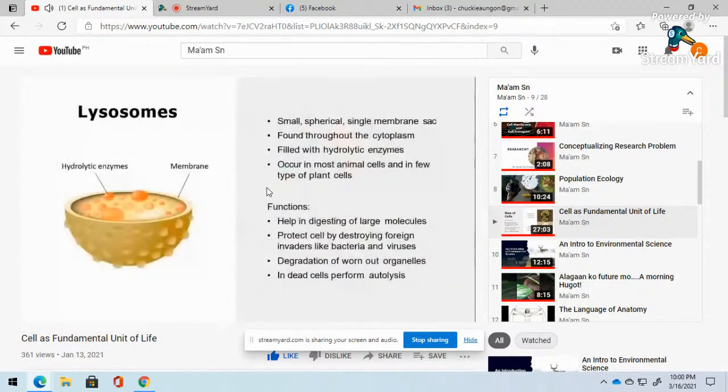The next one is the lysosome. It is a small spherical single-membrane sac found throughout the cell or the cytoplasm, filled with hydrolytic enzymes. It occurs in most animal cells and few types of plant cells. For the function of the lysosome: first, it helps in digesting large molecules. It protects the cell by destroying foreign invaders like bacteria and viruses. It degrades worn out organelles, and in dead cells it performs autolysis.